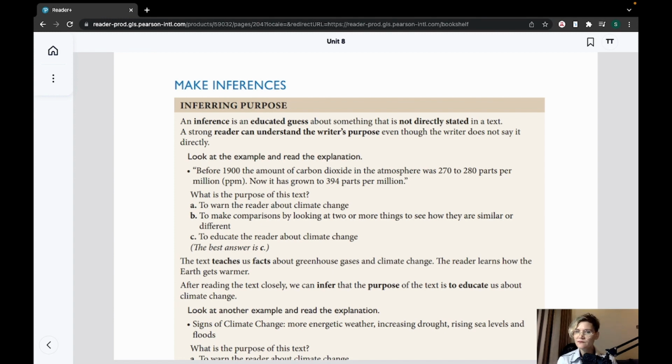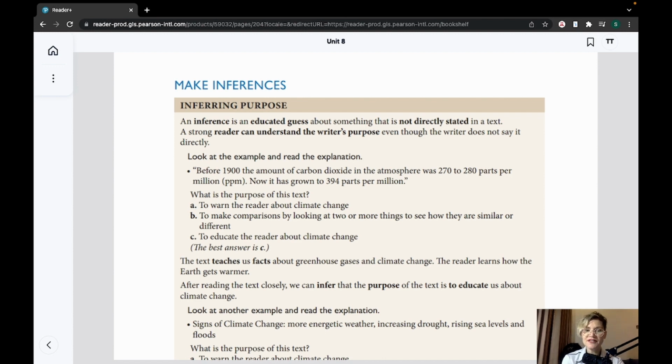A strong reader can understand the writer's purpose, even though the writer does not say it directly. Sometimes writers state their purpose directly, but sometimes it's indirect. So you have to figure it out by paying attention to what has been said and how it has been said. Here we have an example. Before 1900, the amount of carbon dioxide in the atmosphere was 270 to 280 parts per million, ppm. Now it has grown to 394 parts per million.